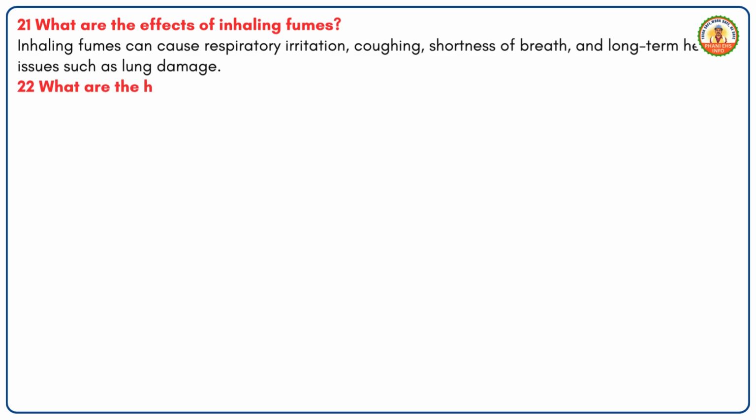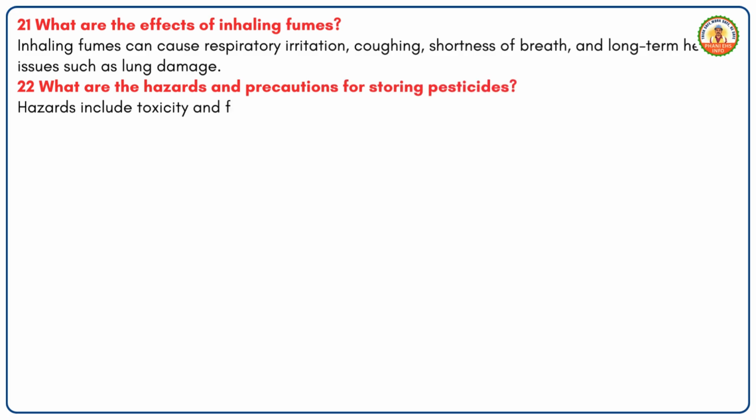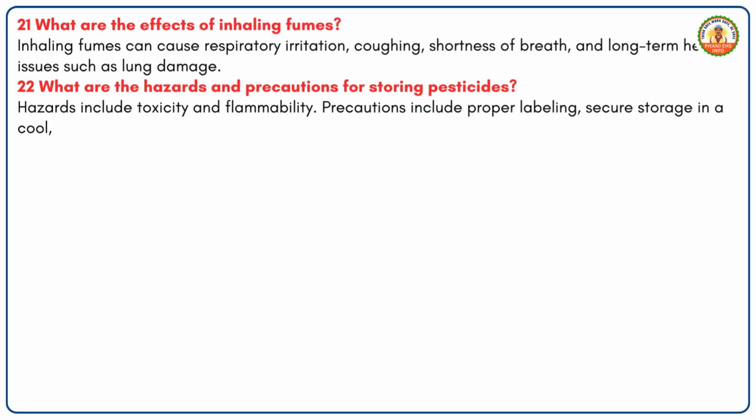22. What are the hazards and precautions for storing pesticides? Hazards include toxicity and flammability. Precautions include proper labeling, secure storage in a cool, dry place, and using PPE.